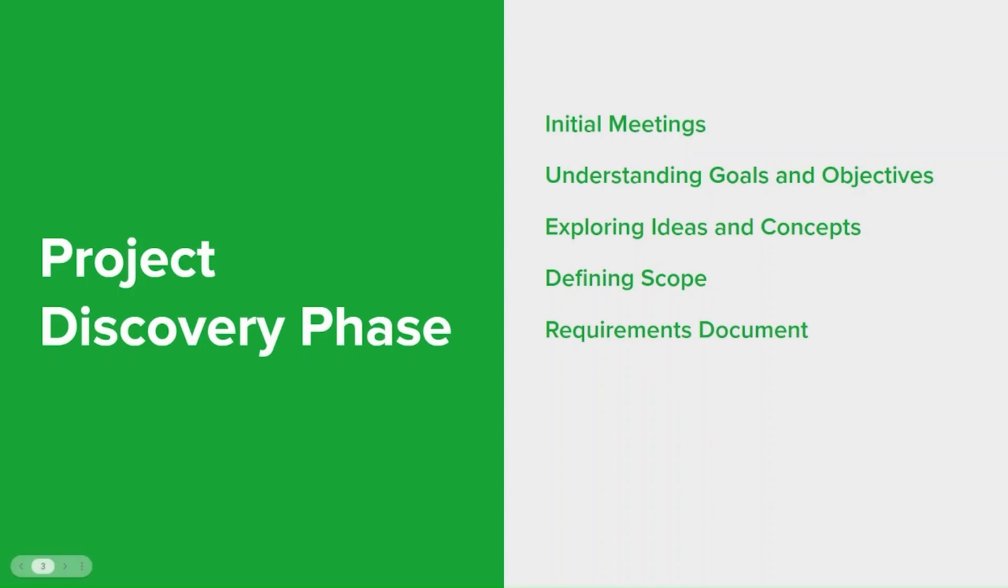Next up is a requirements document, and in this section, all of the gathered information, discussions, and decisions are documented in a requirements document. And this document serves as a reference point for the rest of the development process and helps prevent misunderstandings. And lastly, a client agreement. So based on the information gathered during the discovery phase, the development team and the client may formalize the agreement through a contract or project proposal. This document will outline the scope, timeline, budget, and all the other relevant terms.